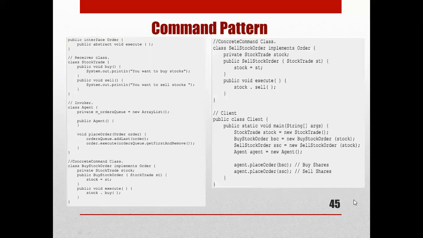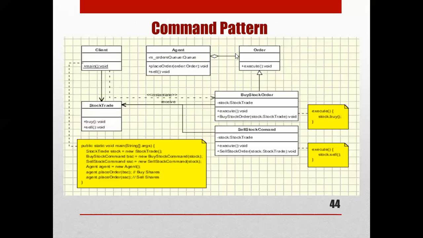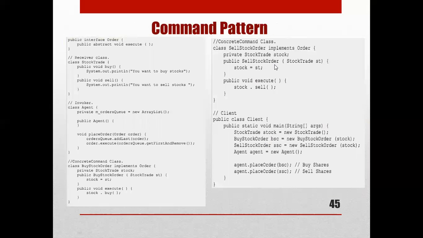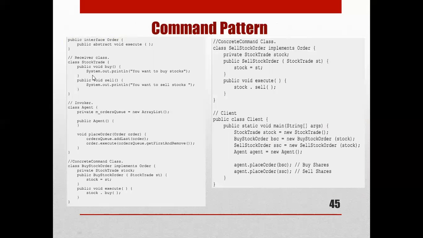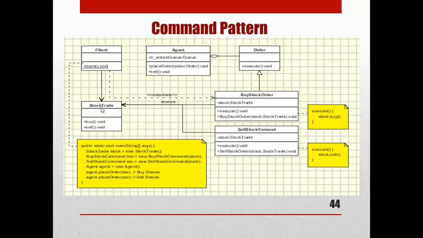Here you can see the programming example of the command pattern. We have one interface, public interface Order, having one method, execute. Then we have one receiver class, StockTrade. This is the receiver class here. It has two methods: a public void buy method and a sell method in that StockTrade receiver class.